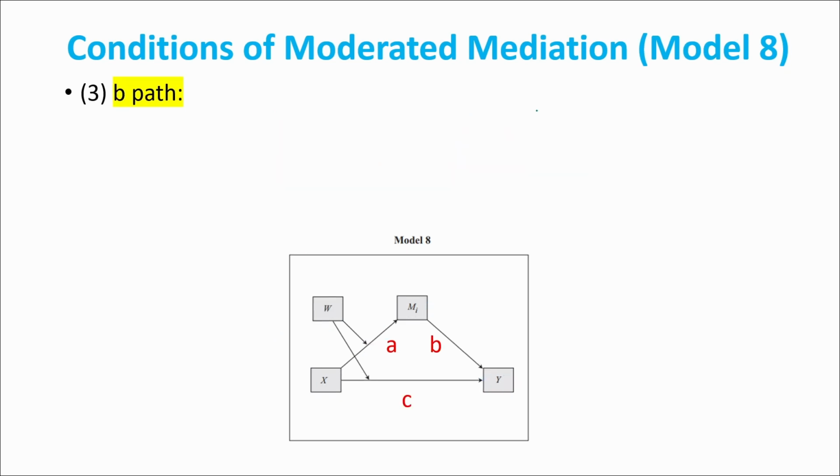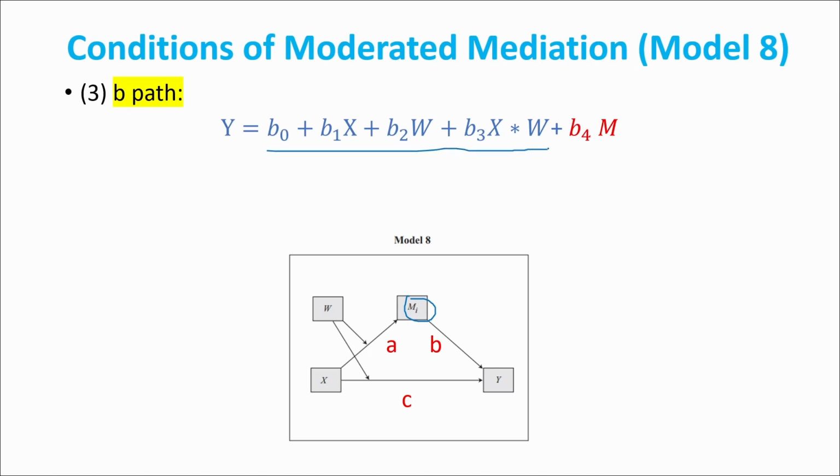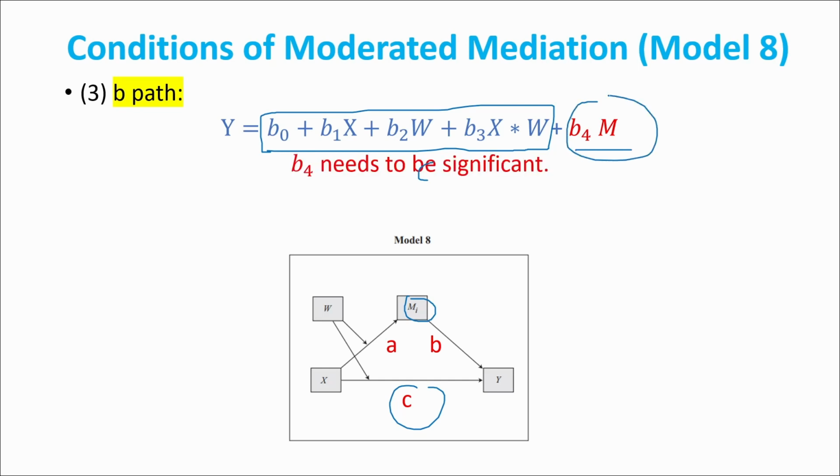Lastly, we're going to make sure that the B path is significant. How can we write the B path? The regression model for the B path includes not only the mediator, but you also need to write the other components. This part is the first step we wrote earlier, the C path, so this is the original C. And then we just add a mediation component. We want to make sure that B4, namely the regression coefficient for the mediator, is significant.